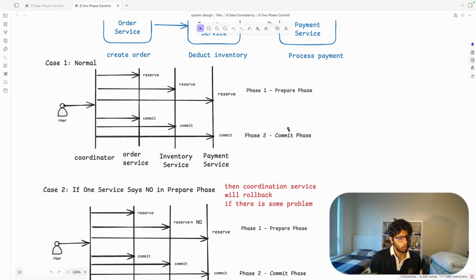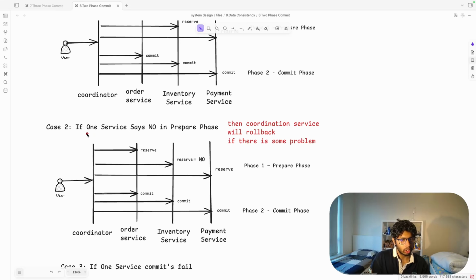We discussed the problems in two-phase commit. The first problem is that the coordinator can fail, so this is our single point of failure. Secondly, we studied what happens if one service says no in the preparation phase. Say our order service says yes, but after that the inventory service says no. Why will the inventory service say no? Maybe it is down, or there is any issue going on, maybe there is no space in the database. There can be any number of reasons.